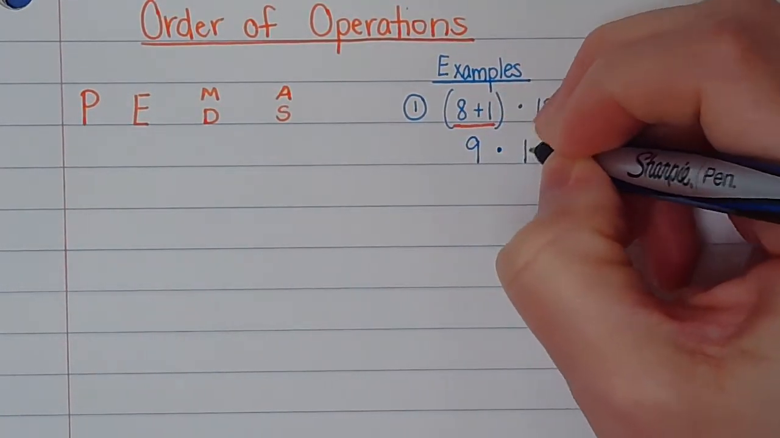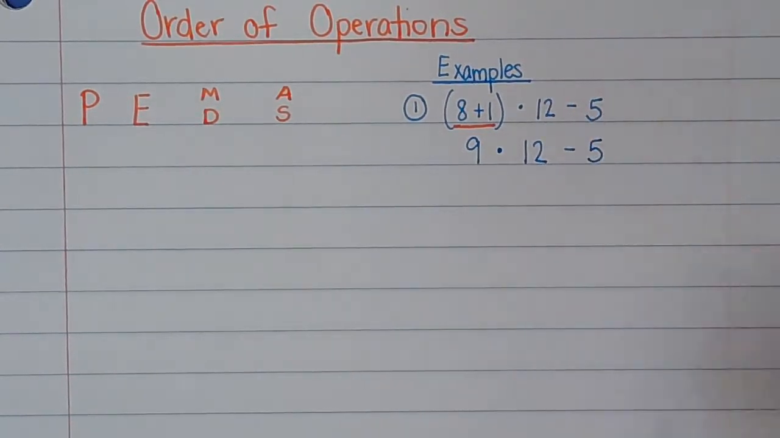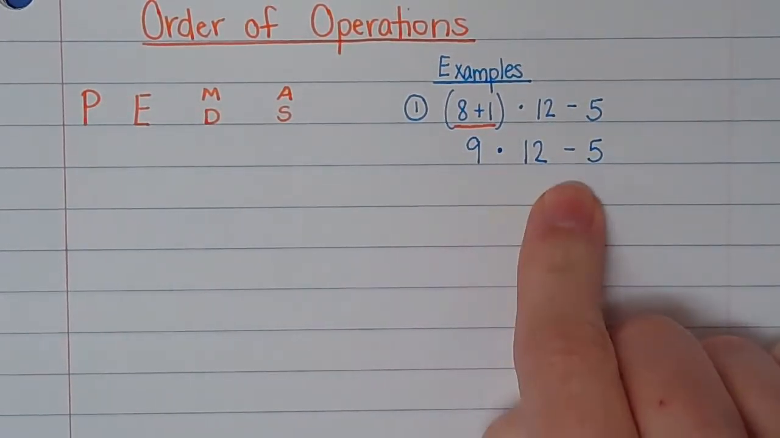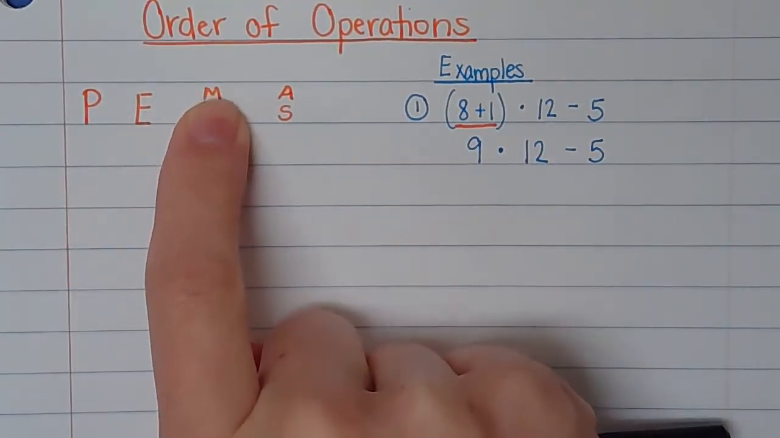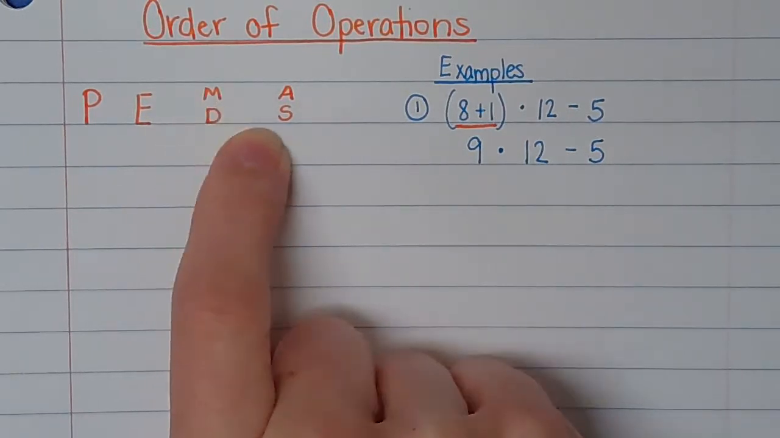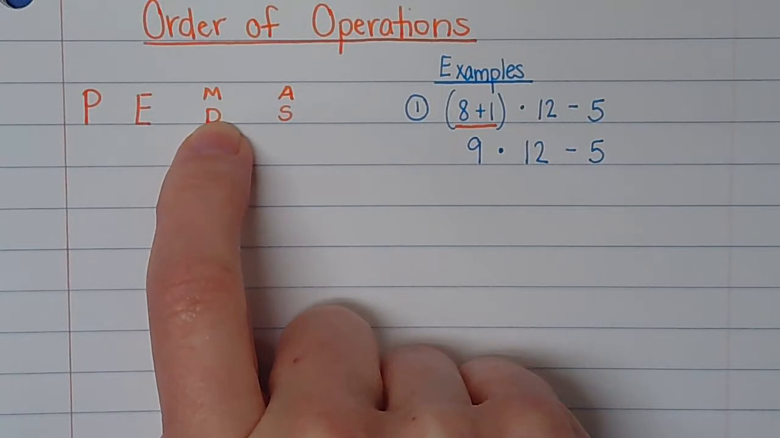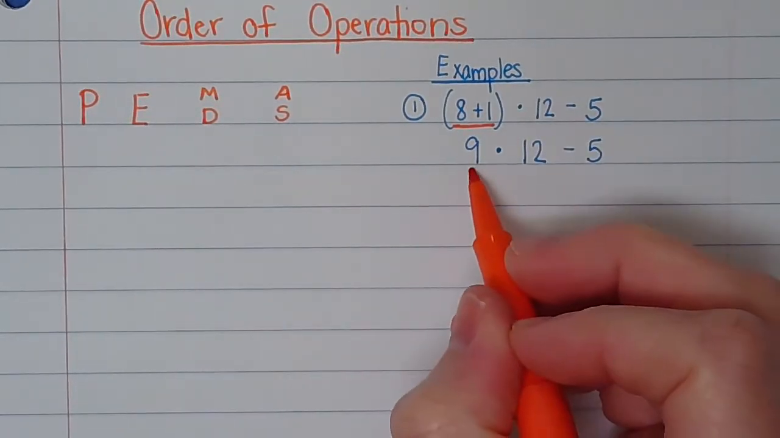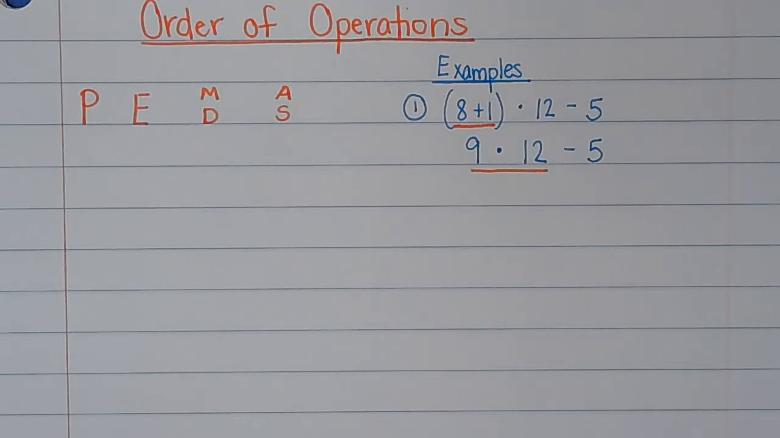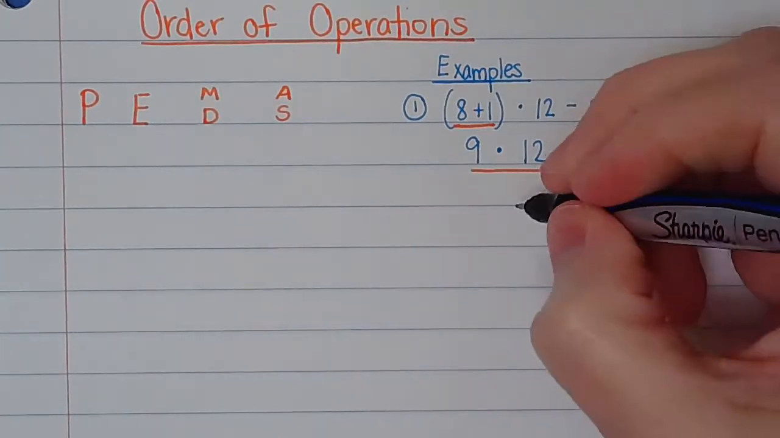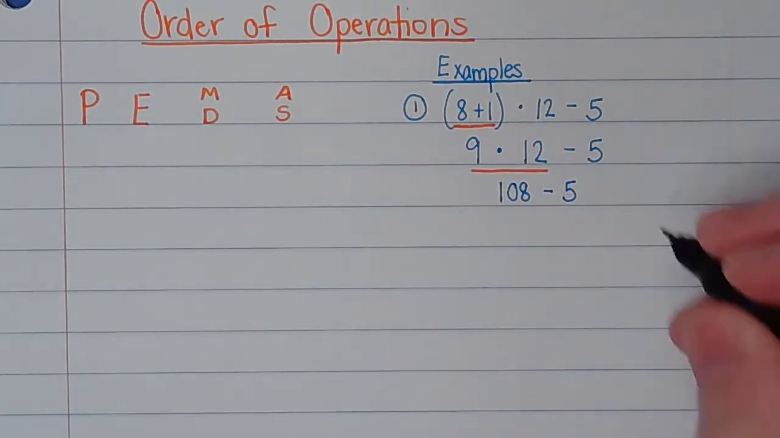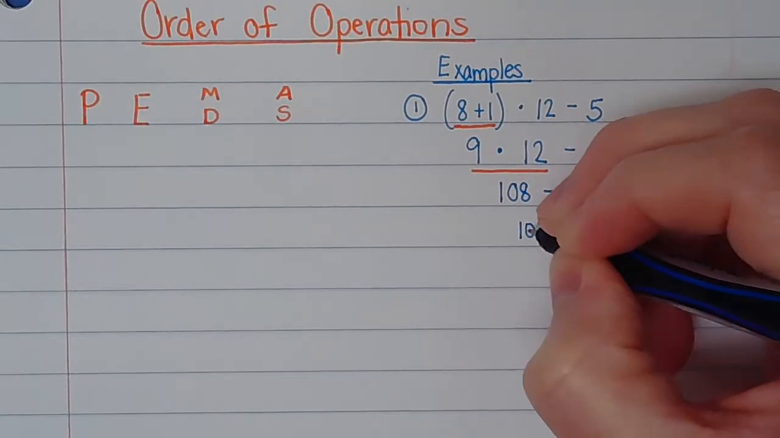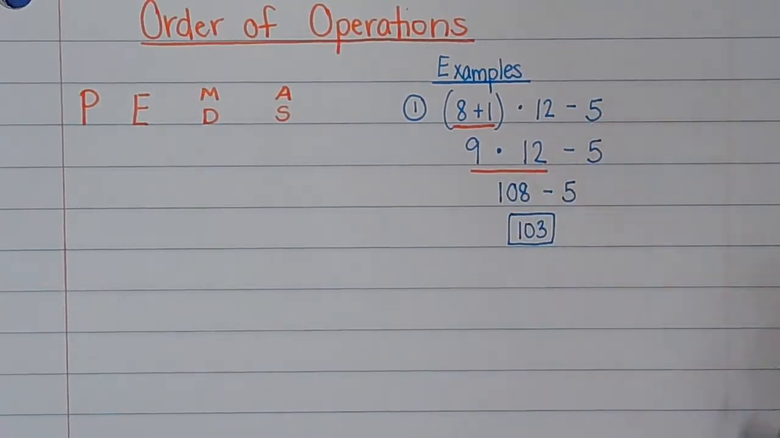Now I'm going to leave everything else the same and just rewrite it. Now I've got multiplication and I've got subtraction. I've done the P, and I don't have any exponents. So now I'm at multiplication and division. I have to do these two before I can move on. Do I have any of that in my problem? Yes, right here, 9 times 12. 9 times 12 is 108. 108 minus 5 is obviously my last step, which is 103. So you just take it one step at a time.